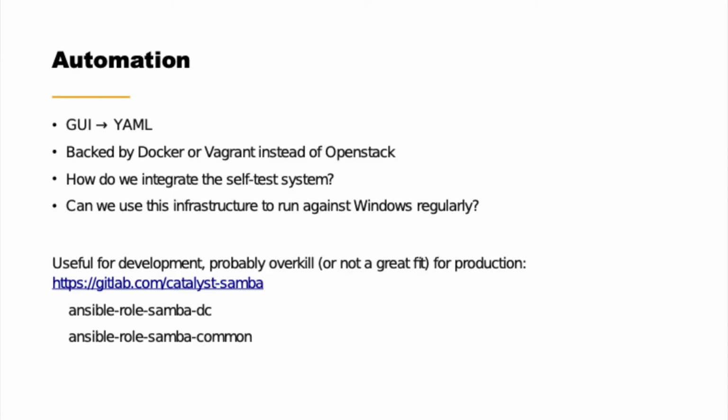But there's still some more things that I think we could do. Make a GUI to write YAML files and things like that. We could be backed by Docker, Vagrant, and other things. And it's still not quite clear how we integrate some of this infrastructure with our existing test system, whether or not they should actually talk to each other, or whether or not we should just be switching over some tests to this kind of infrastructure. And it'd be quite interesting to get this running against Windows quite regularly.